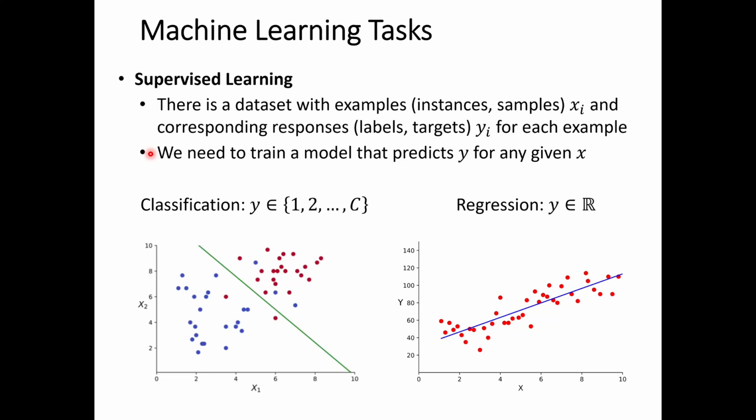The main examples of tasks in supervised learning are classification and regression. In classification, y belongs to the set containing the elements 1, 2, and so on up to C. In the regression task, y is a real number.